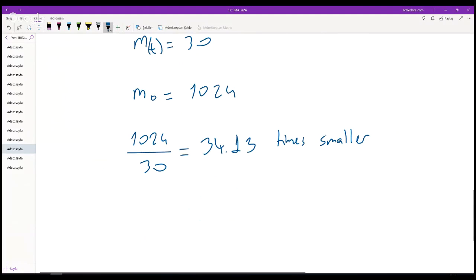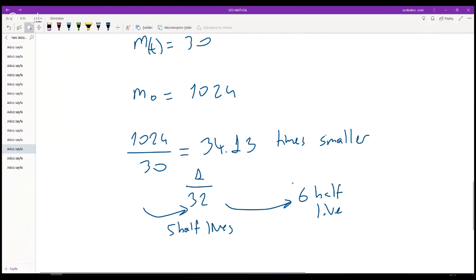Which means that five half-lives means 1 over 32, so 32 times smaller, and six half-lives is 64 times smaller.